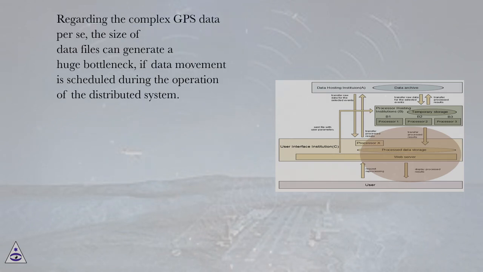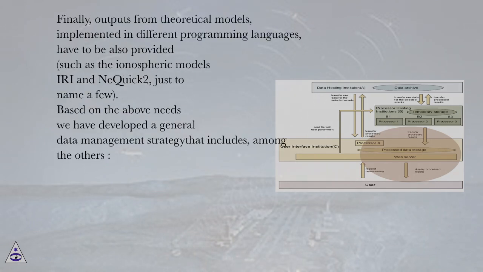Regarding the complex GPS data per se, the size of data files can generate a huge bottleneck if data movement is scheduled during the operation of the distributed system. Finally, outputs from theoretical models, implemented in different programming languages, also have to be provided, such as the ionospheric models IRI and NeQuick 2, just to name a few.